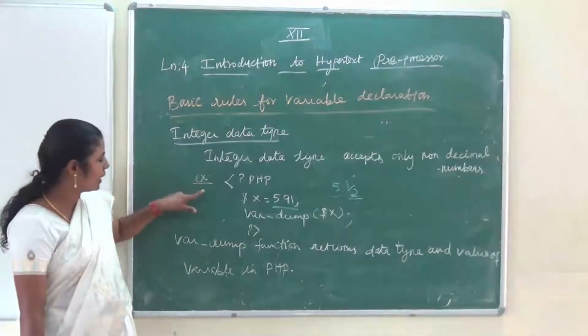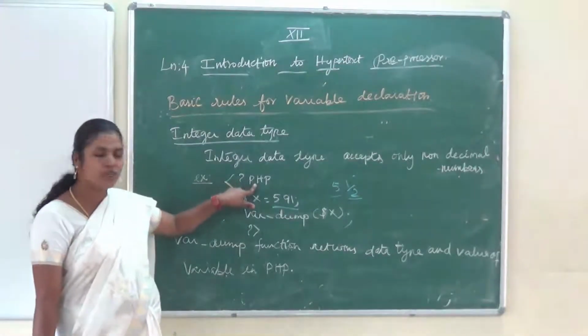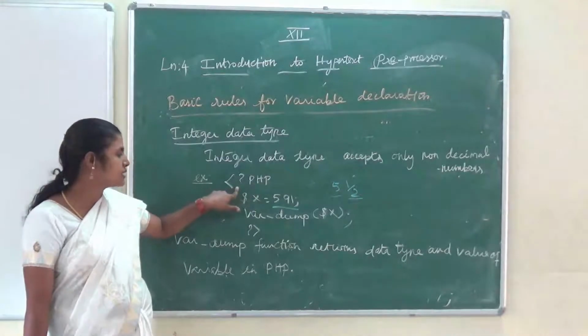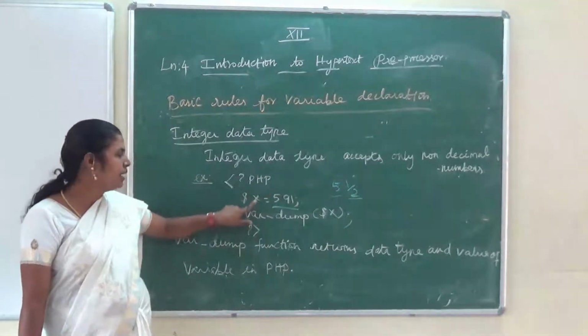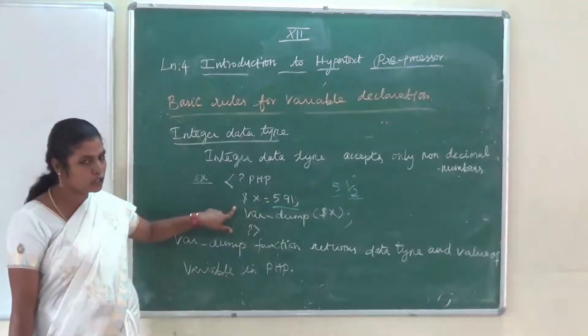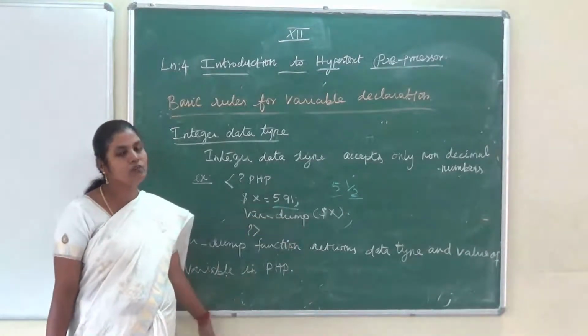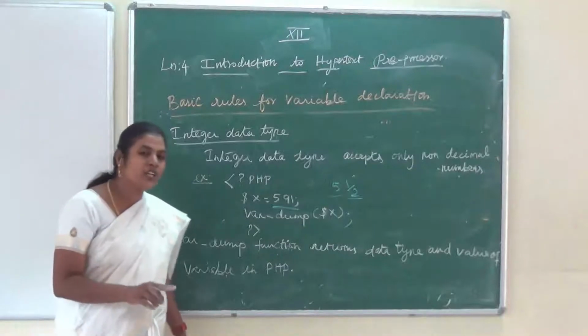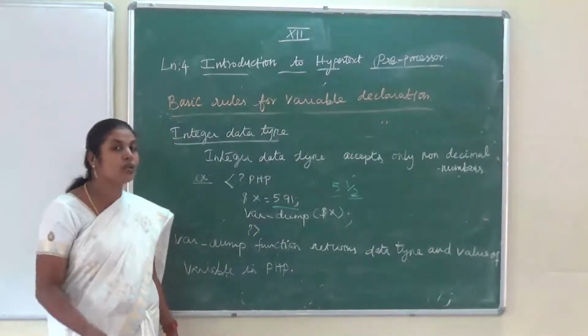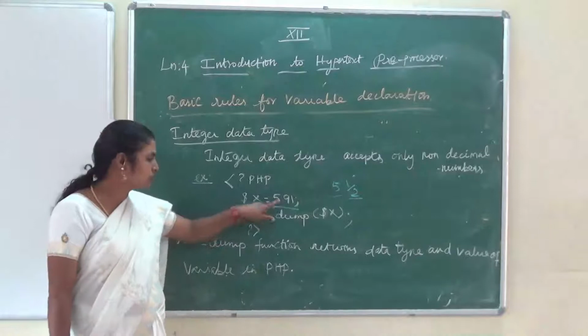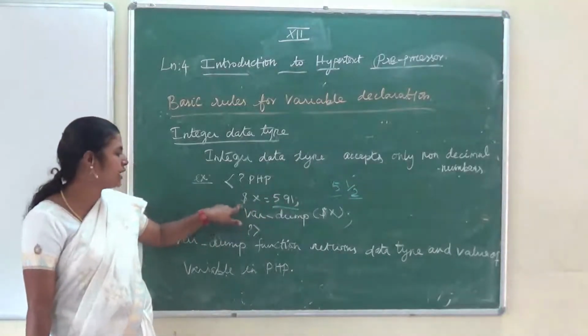In one example I have given here, each and every PHP program starts with the question mark PHP. X is a variable. The variable should start with the dollar symbol. What is the value? 591 is a value. Is 591 a whole number or a fractional value? Whole number only. That's why it accepts the 591.